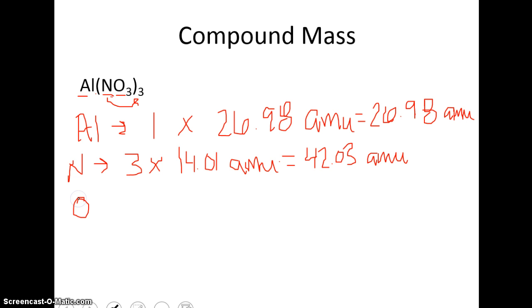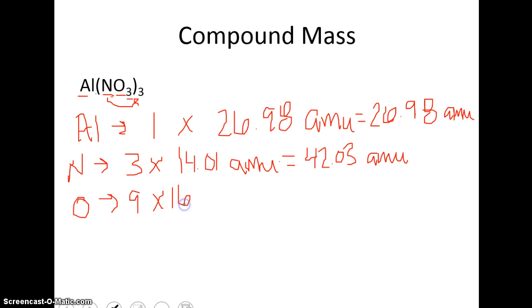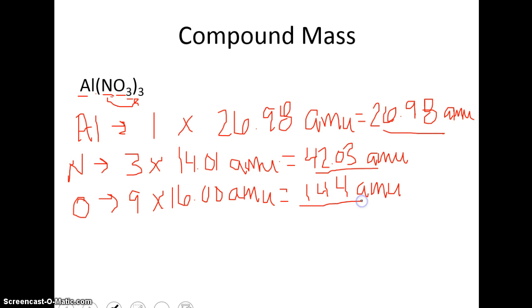Lastly, we have O. O has a subscript of 3, but it's also in parentheses that has a 3, so there are actually 9 of them. 3 times 3 is 9. Look on the periodic table, and oxygen is 16.00. So 9 times 16.00 AMU is 144 AMU. Lastly, what you want to do is add the 3 together. Once you add those 3 together, what you get for a total is 213.01 AMU. So that is the total.